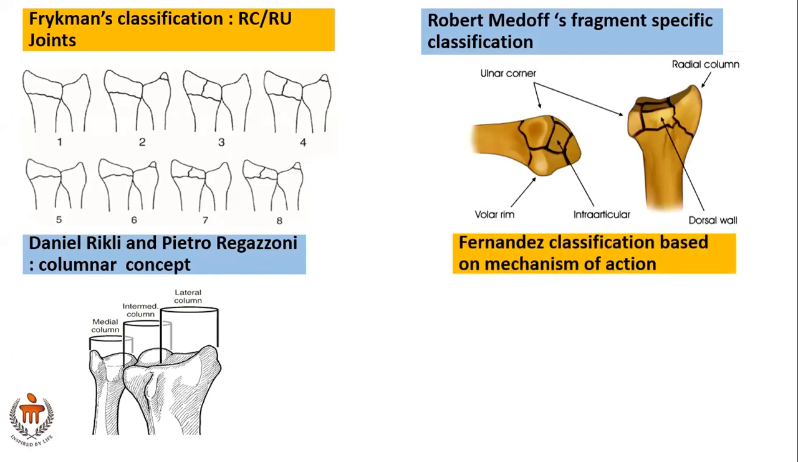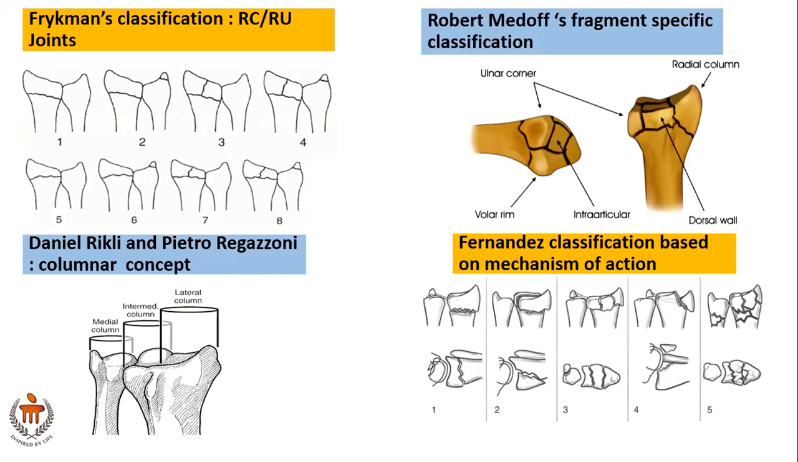And of course, finally, the Fernandez classification based on mechanism of injury is probably one of the classifications which gives you some treatment guidelines as to why something has happened and what you need to do about it.